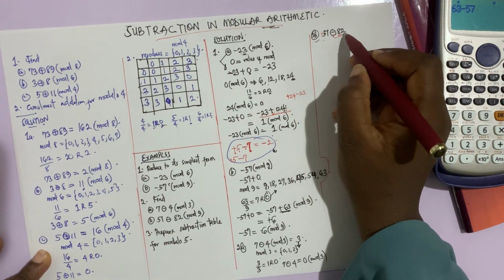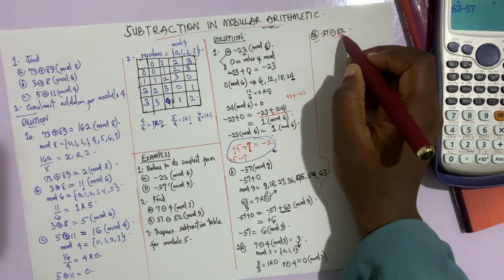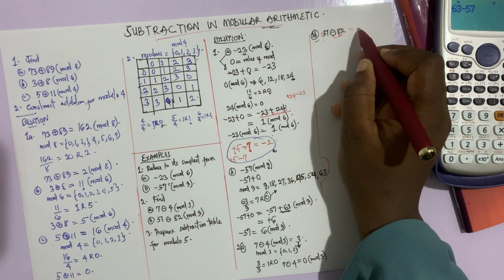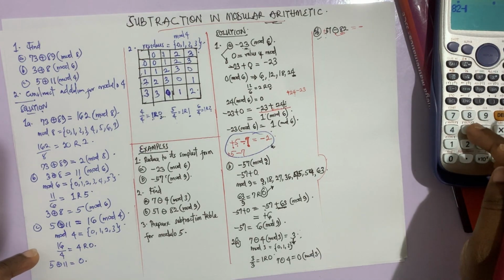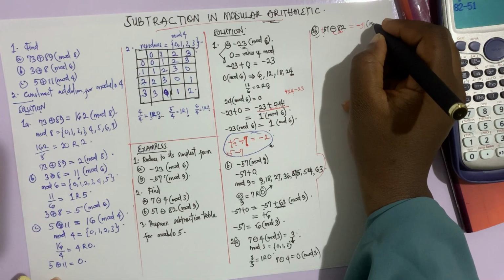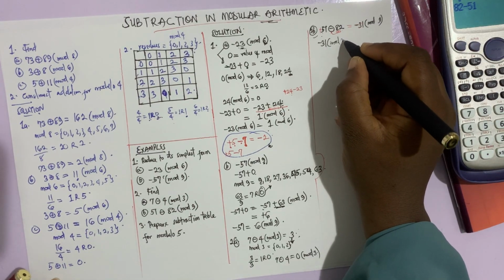So of these two now, 82 and 51, which is the greater number? 82 is the greater number. And 82 has a what? Negative sign. That means our answer will also be what? Negative. 82 minus 51 is 31 in modulo 9. Minus 31 in modulo 9.